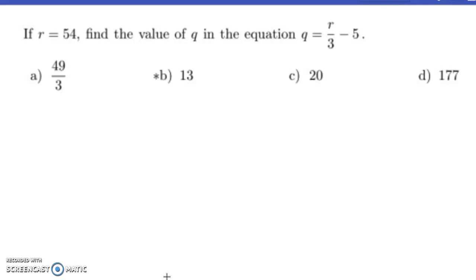It says if R equals 54, I'm going to circle that. That looks like pretty important information there. Find the value of Q in the equation Q equals R divided by 3 minus 5.